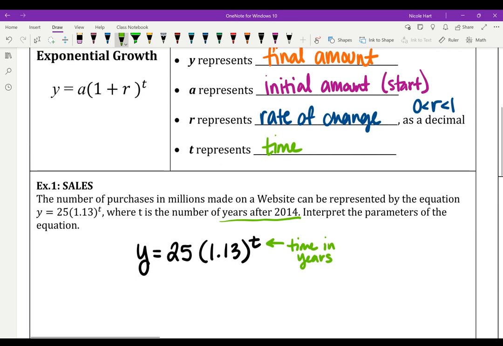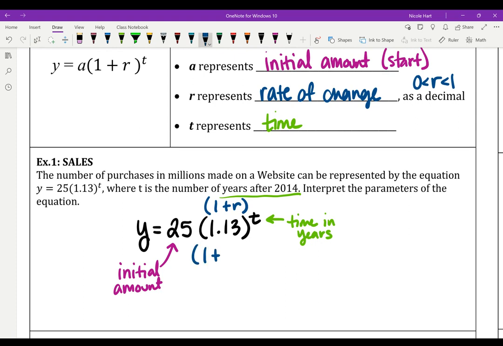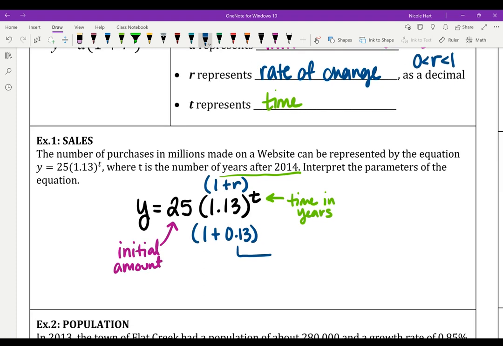Now looking at the equation above, we know that the first number that we see, 25, is going to be our initial amount. So that's our starting amount. And then looking at the parentheses, our parentheses are supposed to be 1 plus r. So this is showing us 1 plus 0.13. That 0.13 is our growth rate as a decimal.